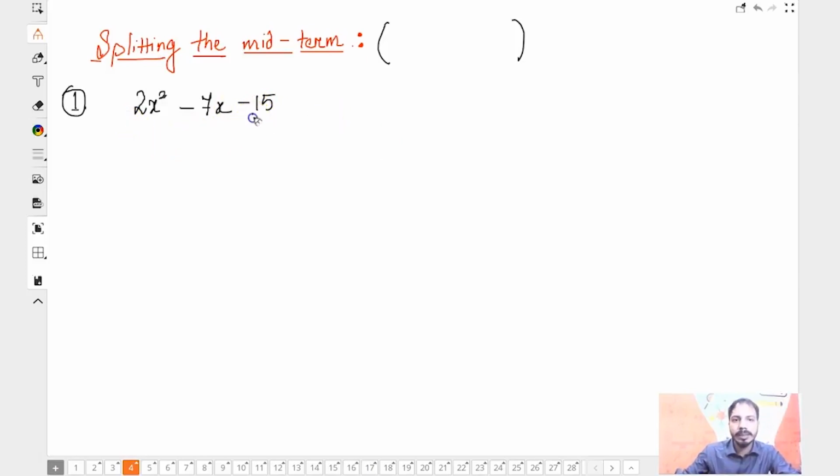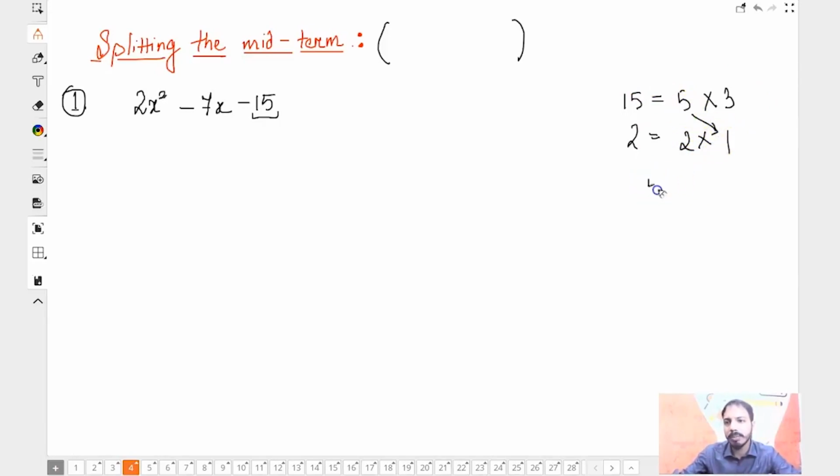For example, let's take this constant term. What is 15? How can I write 15? 15 can be written as 5 into 3. And how can I write this term 2? 2 can be written as 2 into 1. Now, with these terms, I need minus 7 or 7, let us say. So let me see if I can get 7 from these terms. Now I need to cross multiply. This is the technique.